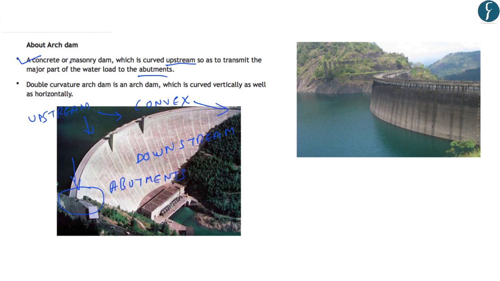So what we have understood is that it is a concrete dam, it is curved upstream, and it transfers its water load towards the abutments. Now this is the picture of Idukki Dam. As you can see, the water body lies towards the convex surface of the dam. Now let us understand what a double curvature arch dam is. So the double curvature arch dam is a type of arch dam which is curved vertically as well as horizontally. As you can see in this picture, the dam is curved horizontally as well as vertically. So a double curvature arch dam is curved both horizontally as well as vertically.